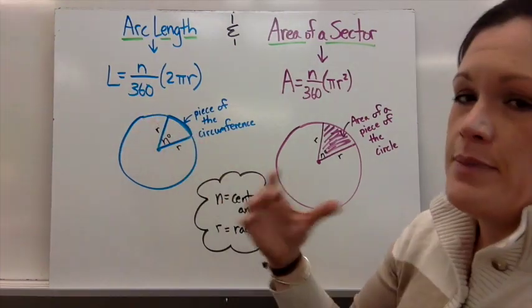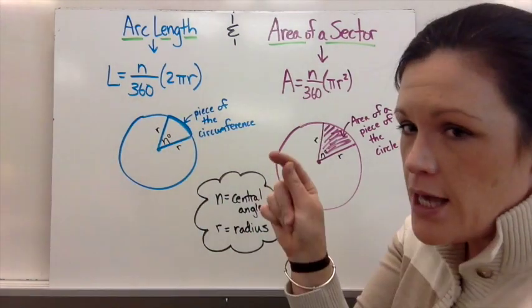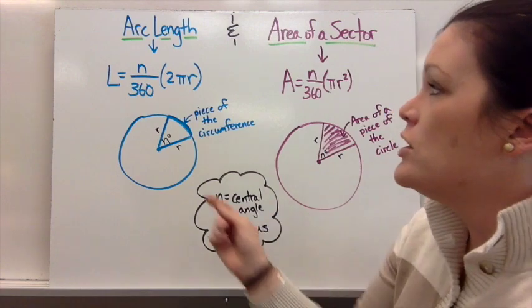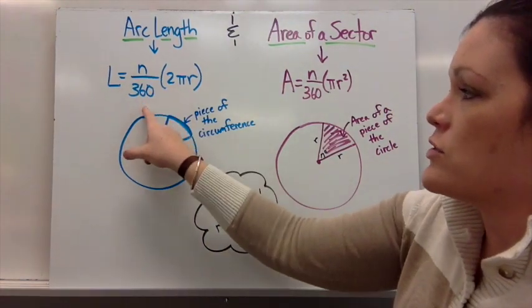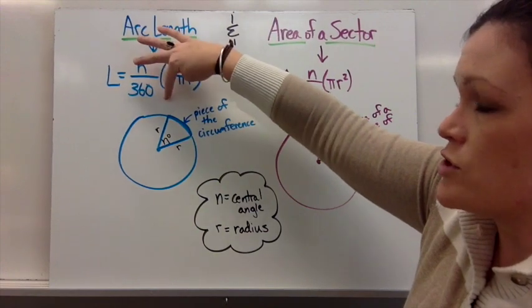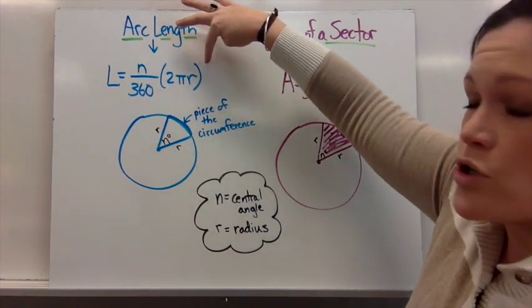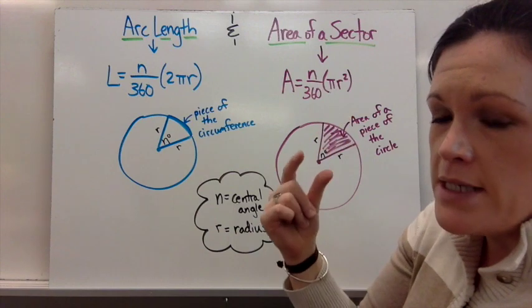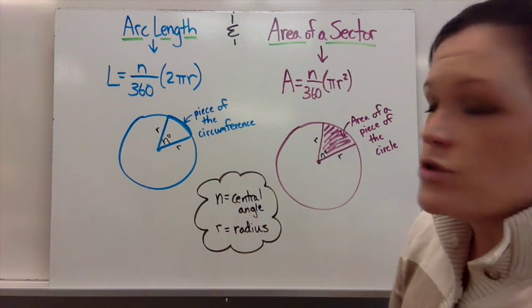For arc length, you're finding like the pizza crust, like just the edge of that piece of the circle. So you multiply the fraction of the circle, whatever the measure of that angle is, over 360, so the measure over the total, times the circumference, because you're just finding a little piece of the edge of the circle, which is circumference.